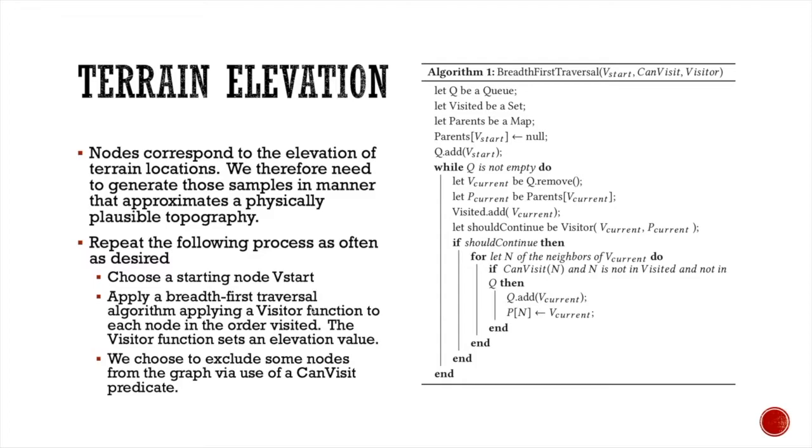It uses a queue in which to store nodes that have not yet been visited. And while the queue is not empty, we remove the next node in the queue. We effectively visit it, and we accumulate the parents of each node in a parent map as well.